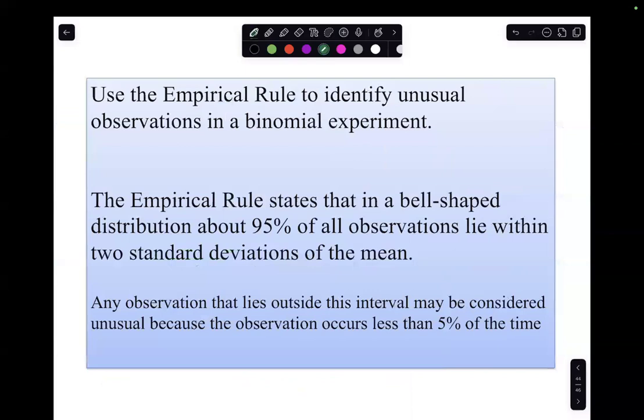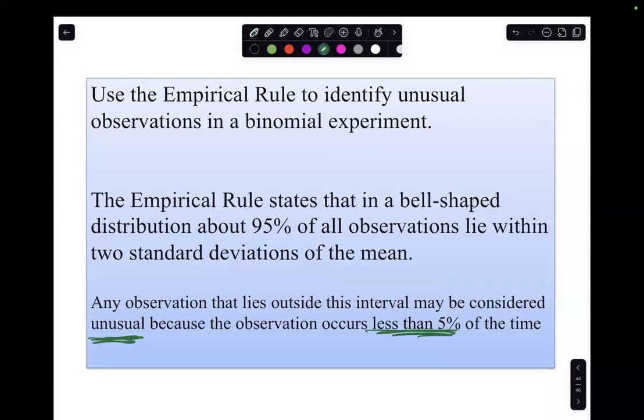Empirical rule. We remember 95% of all of our observations are within 2 standard deviations of the mean, which means anything that occurs less than 5% of the time is considered an outlier. It is considered unusual. Unusual happens less than 5% of the time. If we get a probability that's less than 5%, it's considered unusual.